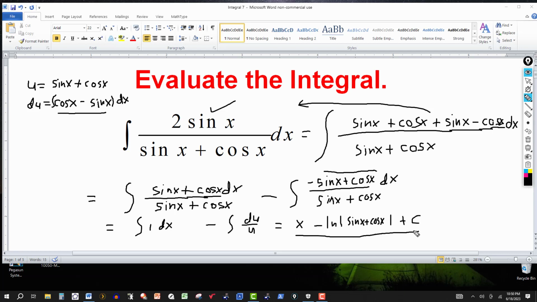And that's it. Very similar to the other one. I think the other one was a little bit more tricky than this one here.